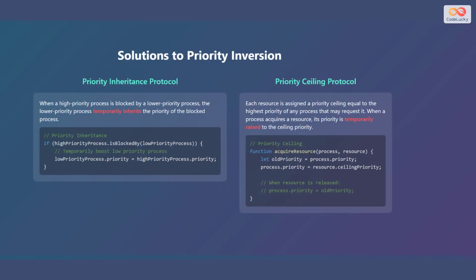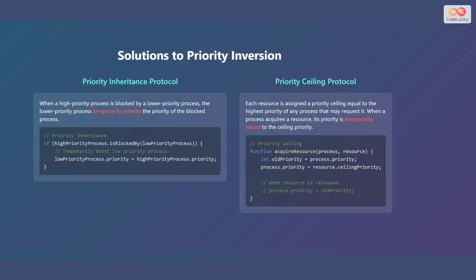To address priority inversion, two primary solutions exist: Priority Inheritance Protocol and Priority Ceiling Protocol. The Priority Inheritance Protocol dictates that when a high priority process is blocked by a lower priority process, the lower priority process temporarily inherits the priority of the blocked process. This ensures that the low priority process can complete its task and release the resource, allowing the high priority process to proceed.